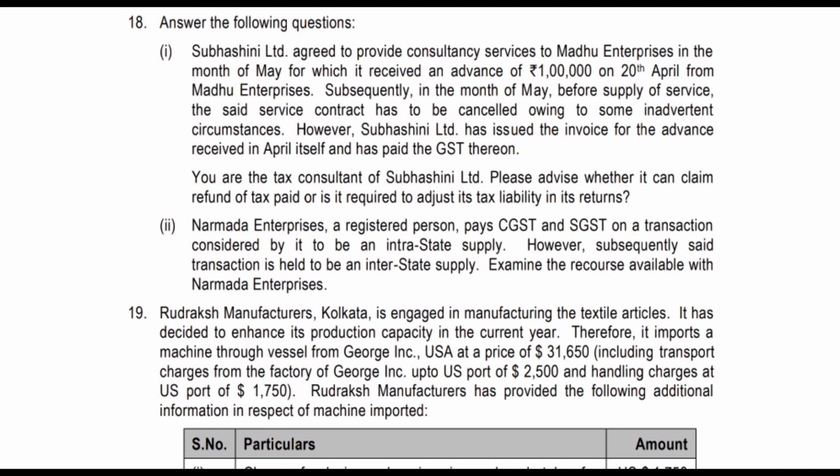So now in the second situation, Narmada Enterprises is a registered person. Question number 2. Narmada Enterprises, a registered person, pays CGST SGST on a transaction considered by it to be an intrastate supply. However, subsequently the said transaction is held to be an interstate supply. Examine the records available with the Narmada Enterprises.